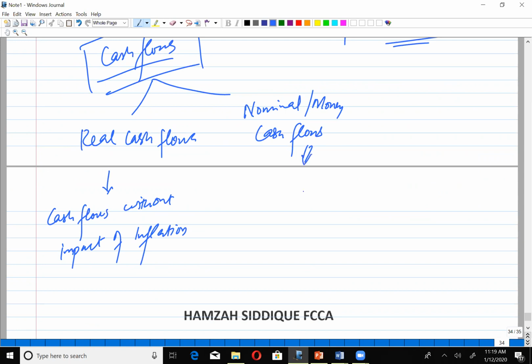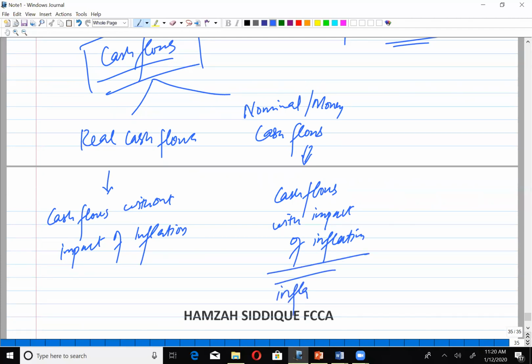Nominal cash flows are with impact of inflation, which includes the inflation. They are called money cash flows and nominal cash flows. Now, they are inflated. Basically, they are inflated cash flows. They are also called cash flows in current terms because the future inflation is not incorporated.